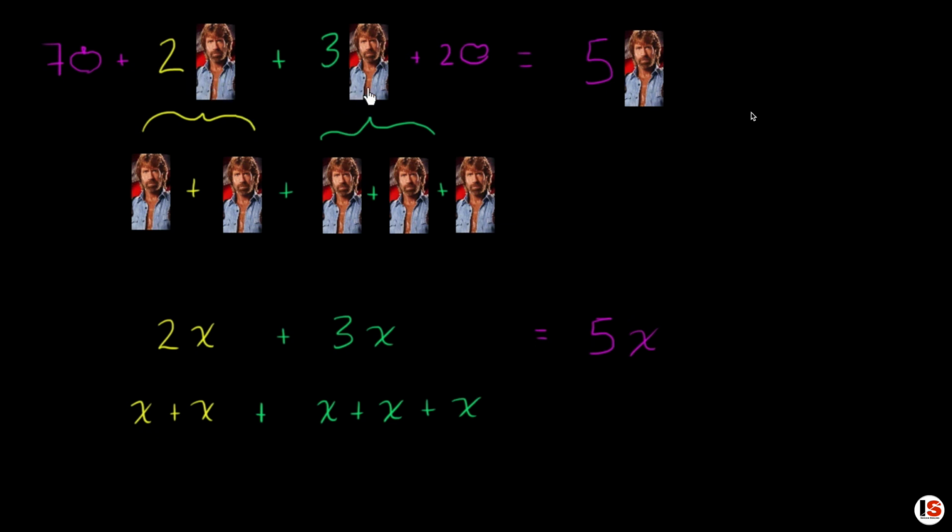You have 2 Chuck Norris's and 3 Chuck Norris's, so they're still going to simplify to 5 Chuck Norris's, and then we would separately think about the plums. We have 7 plums, and we're adding another 2 plums. We're going to have 9 plums. So this simplifies to 5 Chuck Norris's and 9 plums.